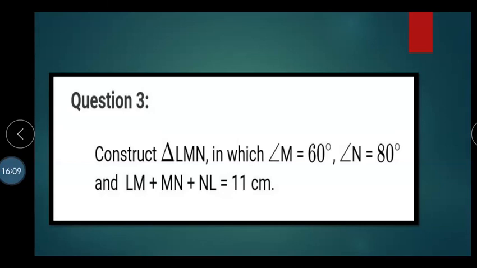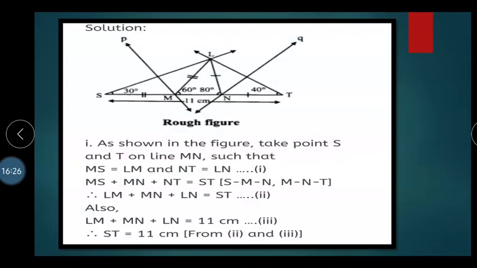Question number 3. Construct triangle LMN in which angle M is equal to 60 degrees, angle N is equal to 80 degrees, and LM plus MN plus NL is equal to 11 cm. Let's see the rough diagram.